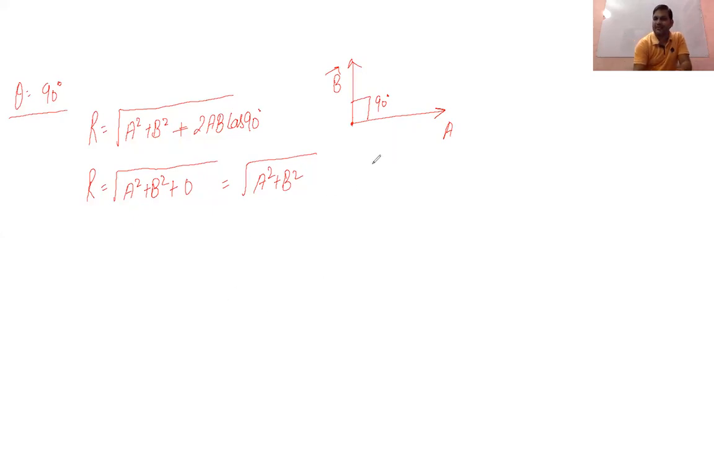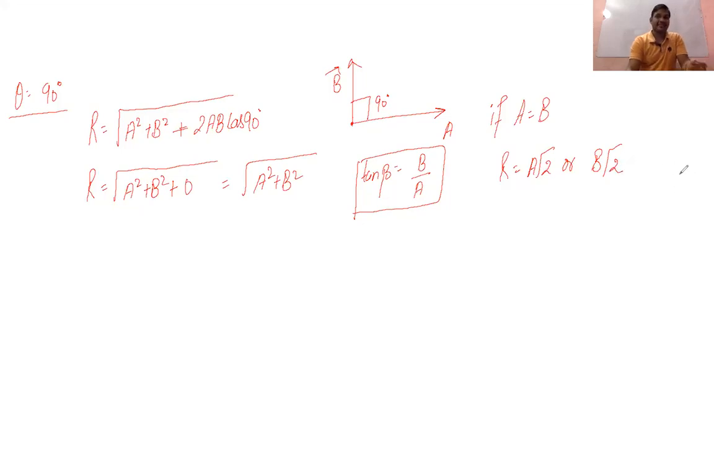If we talk about tan beta, you can write here it will be B sine theta, B sine 90, and sine 90 is 1, upon A. So this will be your tan beta. And we discussed another case: if A is equal to B, then the resultant becomes A root 2 or B root 2.